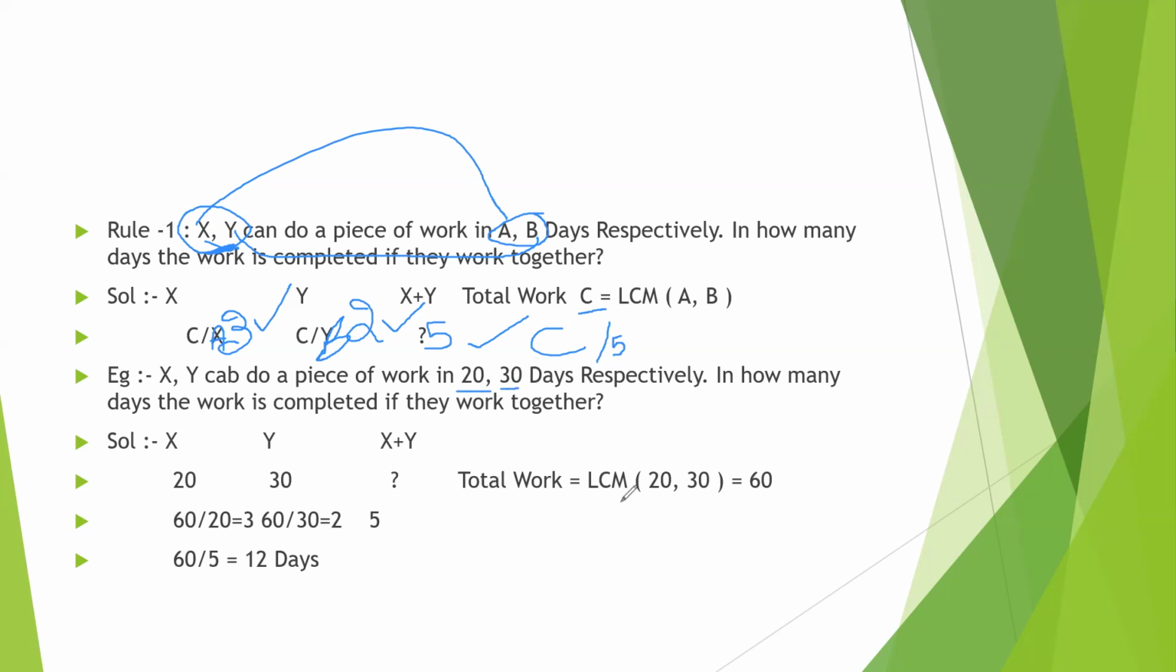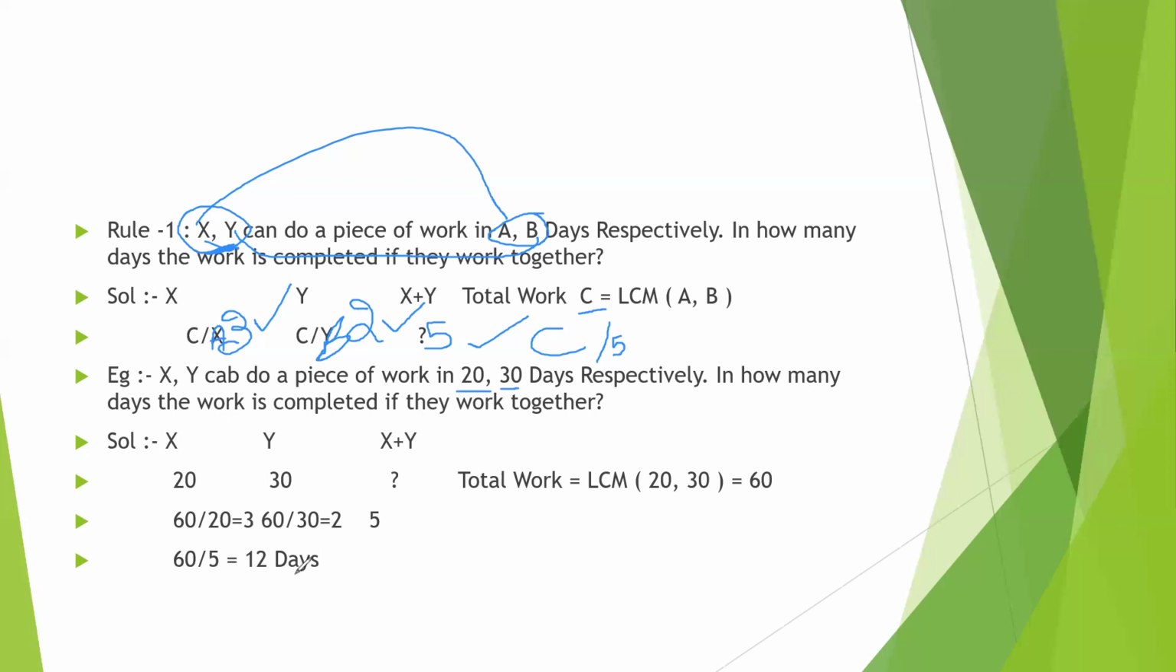Then we find the total work: the LCM of 20 and 30 equals 60. How to find the LCM quickly? First, we choose the greater number, 30. Then 20 can be divided as 2 into 10. 10 is already in 30, so only 2 remains. So we multiply 30 into 2, which equals 60. So the LCM is 60.